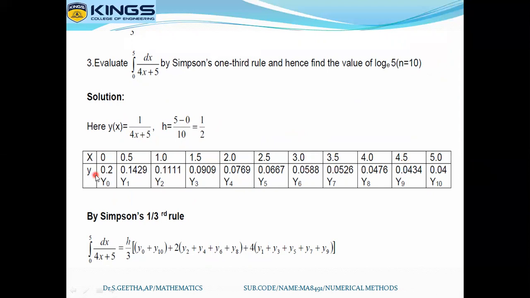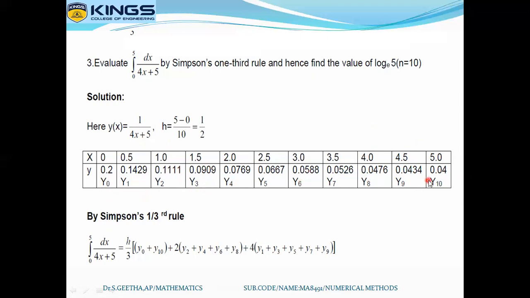Now find the value of y by substituting the value of x in the function y of x equal to 1 by 4x plus 5. When x equal to 0, 1 by 0 plus 5 equal to 1 by 5, which is equal to 0.2. When x equal to 5, y of x equal to 1 by 4 into 5 plus 5, that is 1 by 25, which is equal to 0.04. Now we label the ordinates as y0, y1, y2, y3, etc., y10.